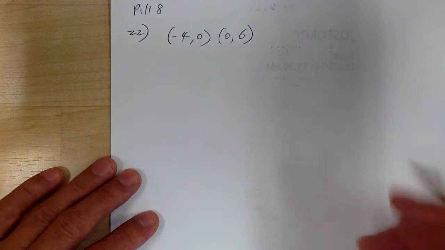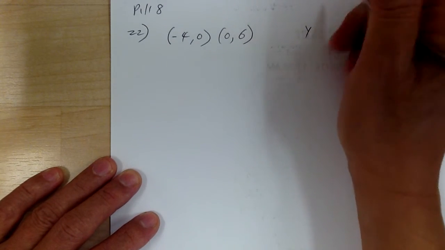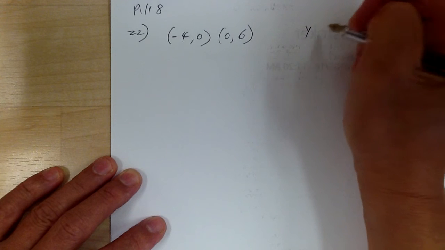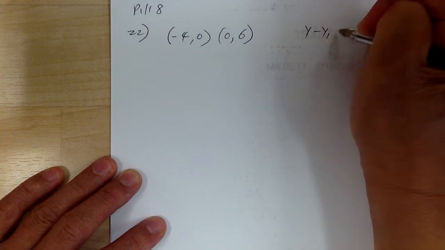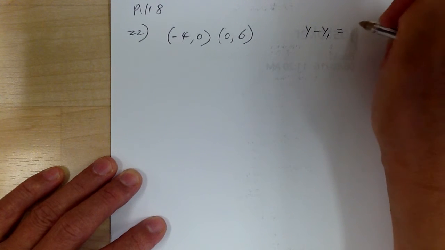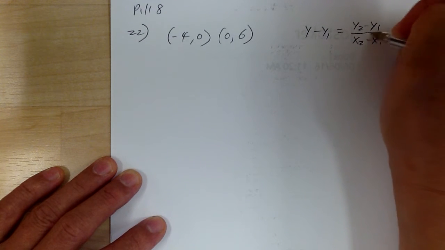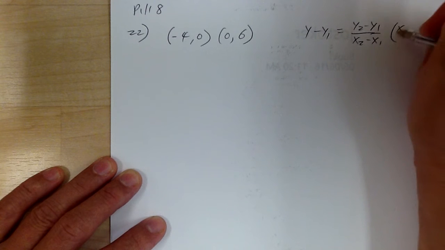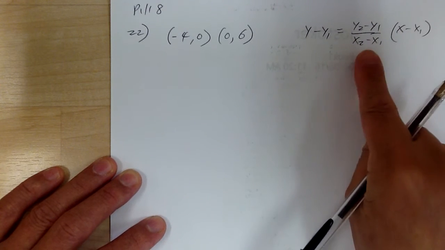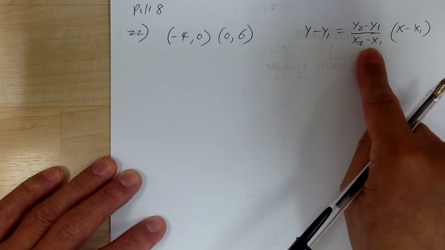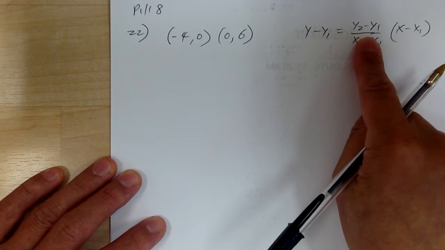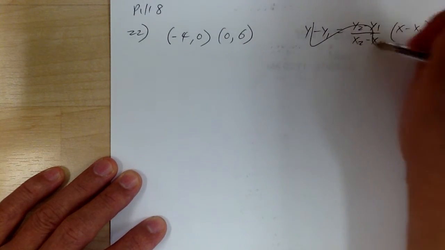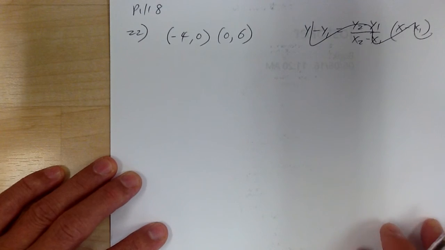If you're curious, the 2-point form is y minus y1 equal to (y2 minus y1) over (x2 minus x1) times (x minus x1). So basically you have the slope. That's what that is. Okay? But again, this is kind of hard to remember. So it's easier to do it in 2 steps.